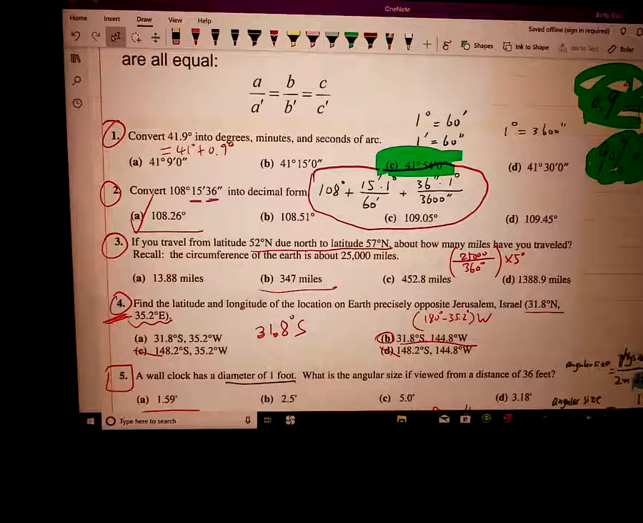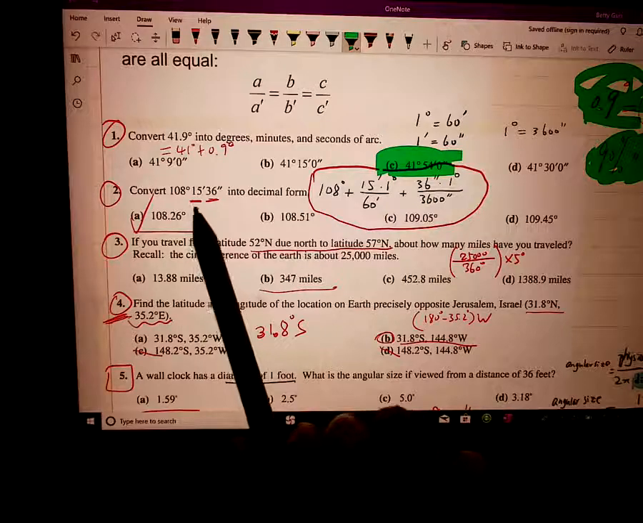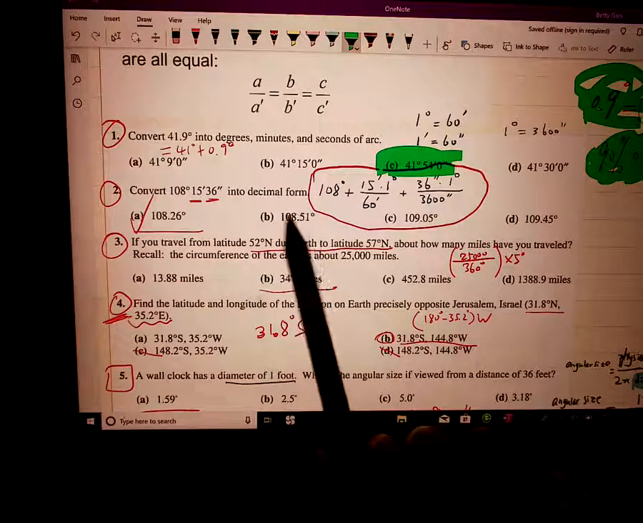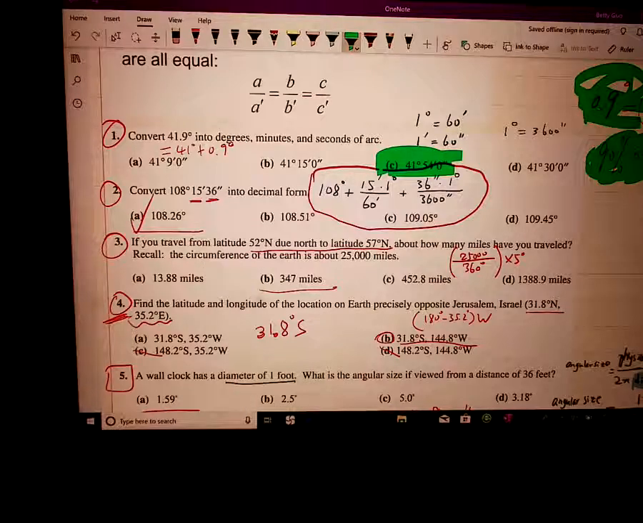Number 2, convert 108 degrees 15 minutes 36 seconds into decimal form. You are given an angle in degrees, minutes and seconds. You need to convert it to only degrees. How do we do that? If you convert minutes to hours, do you divide by 60? If you convert seconds to hours, do you divide by 3600?